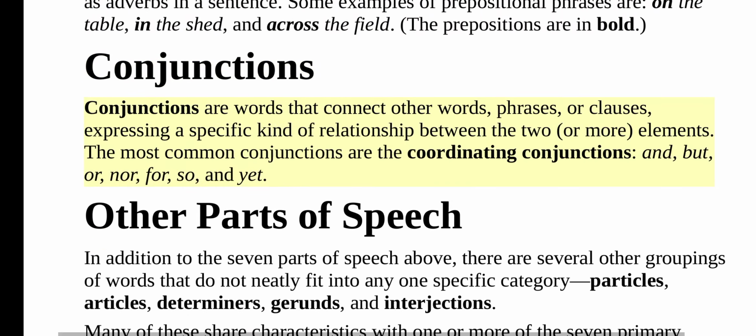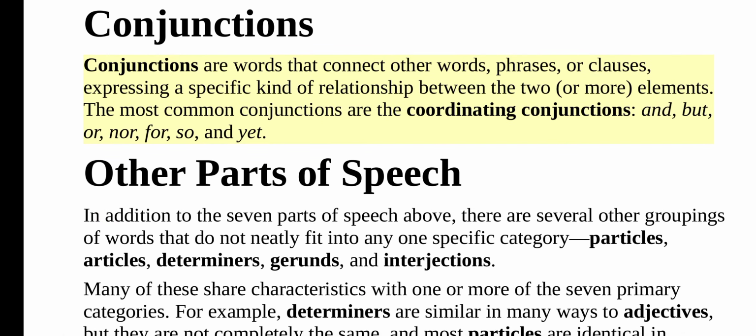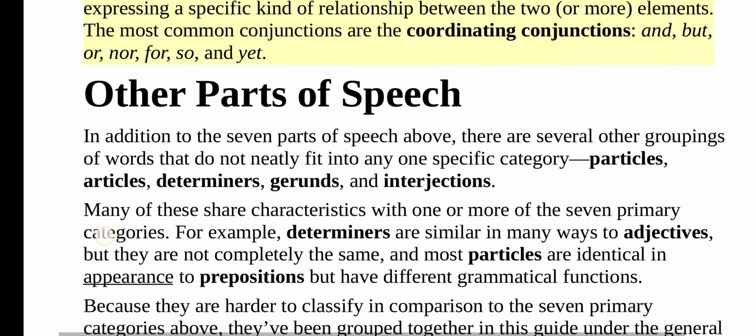Conjunctions. Conjunctions are words that connect other words, phrases, or clauses, expressing a specific kind of relationship between the two or more elements. The most common conjunctions are the coordinating conjunctions: and, but, or, nor, for, so, and yet.